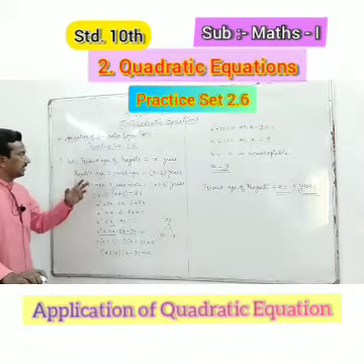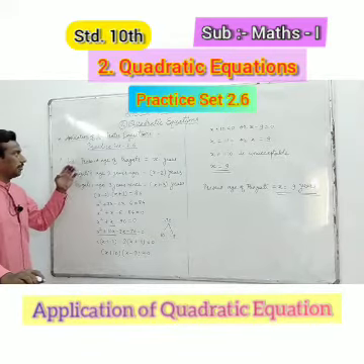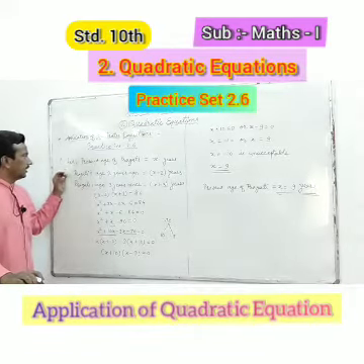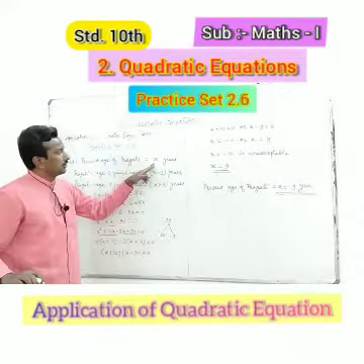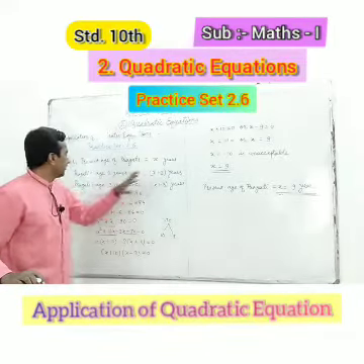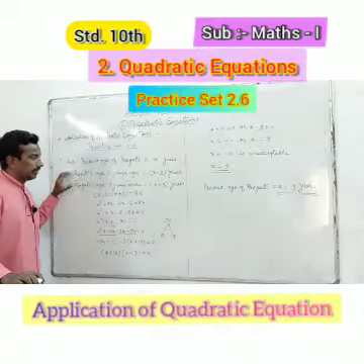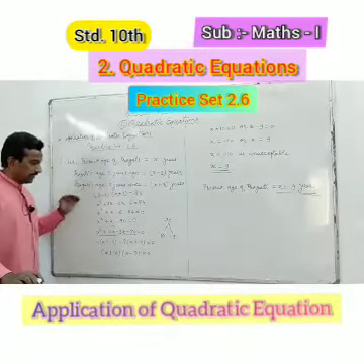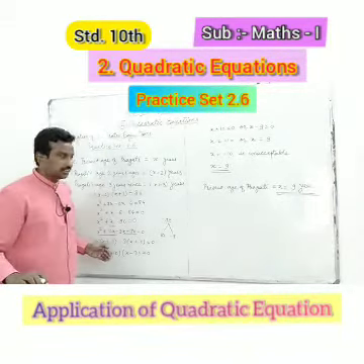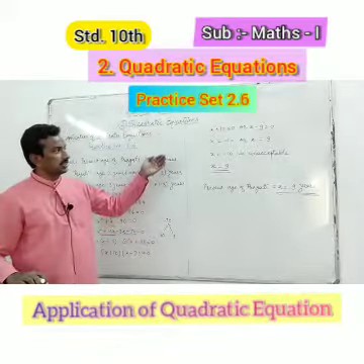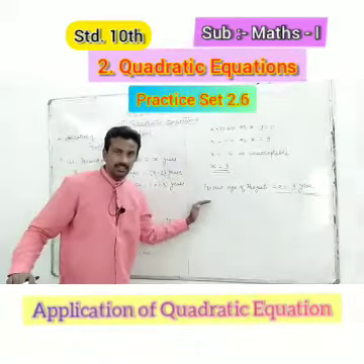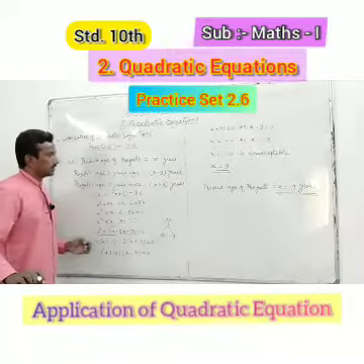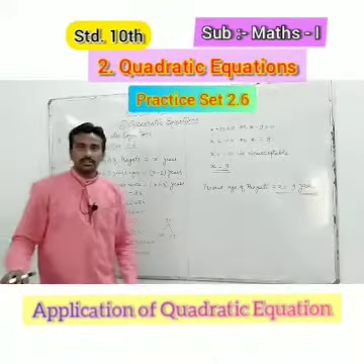So only 3 steps are there in word problems, applications of quadratic equations. Let us assume the unknown quantity as a variable, then frame a mathematical equation, then form a quadratic equation, solve the quadratic equation and find the value of the variable, and then write the answer in a sentence. Got it, all of you?